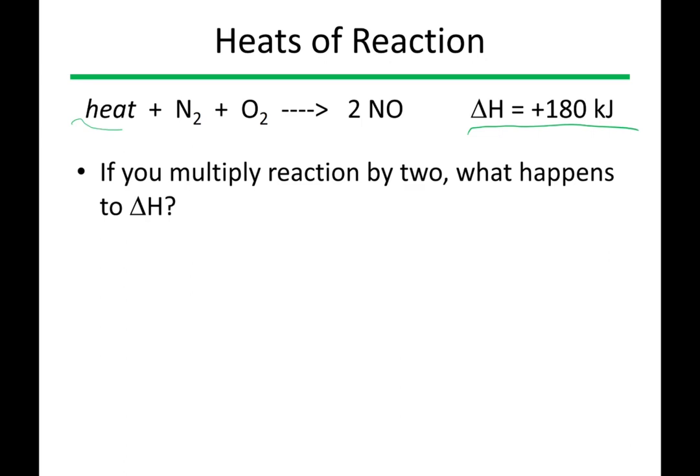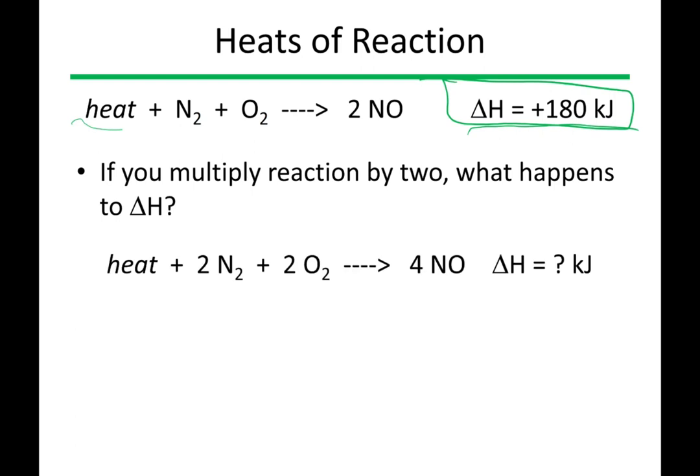So first, what we want to talk about is how, if we have a reaction and we modify it, that might change the delta H for that reaction, similar to what we did for looking at equilibrium constants. In this case, if we multiply the reaction by 2, we can think about what happens to delta H. We'd have our heat plus 2N, so we've doubled the moles of N, we've doubled the moles of O2, and we've doubled the moles for NO.